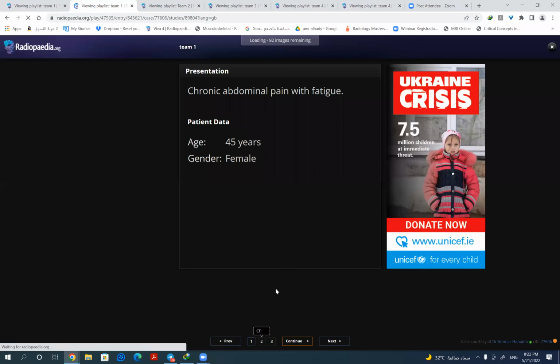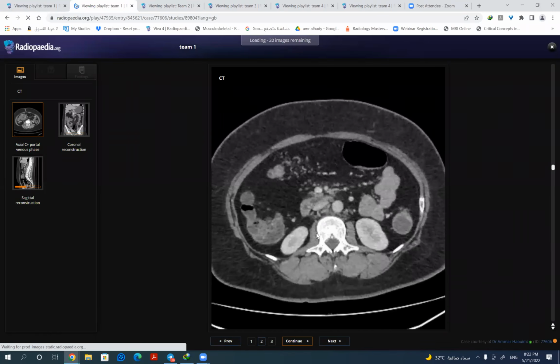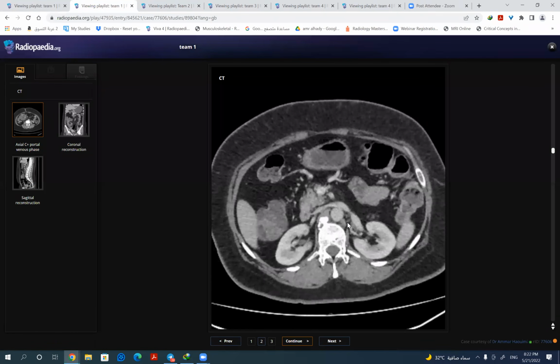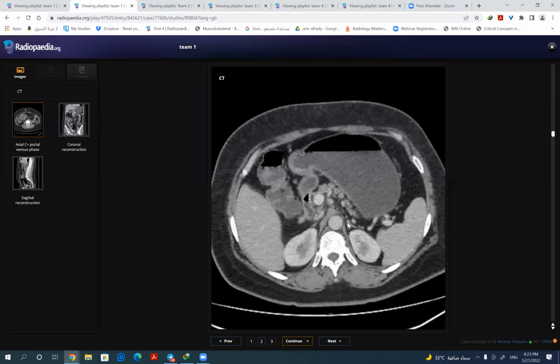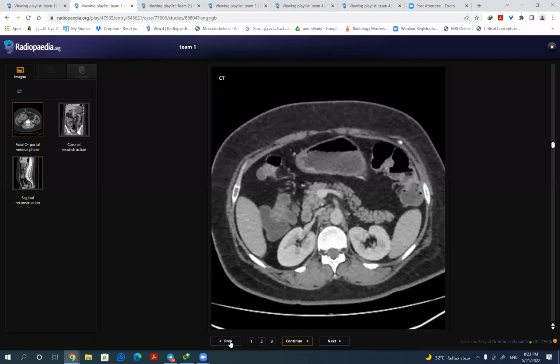This one, perfect, nothing to add. You mentioned everything. You must also add, I think you mentioned there is no associated complication, no bowel obstruction, no bowel ischemia. Yes. Otherwise, perfectly done. Carcinoid.